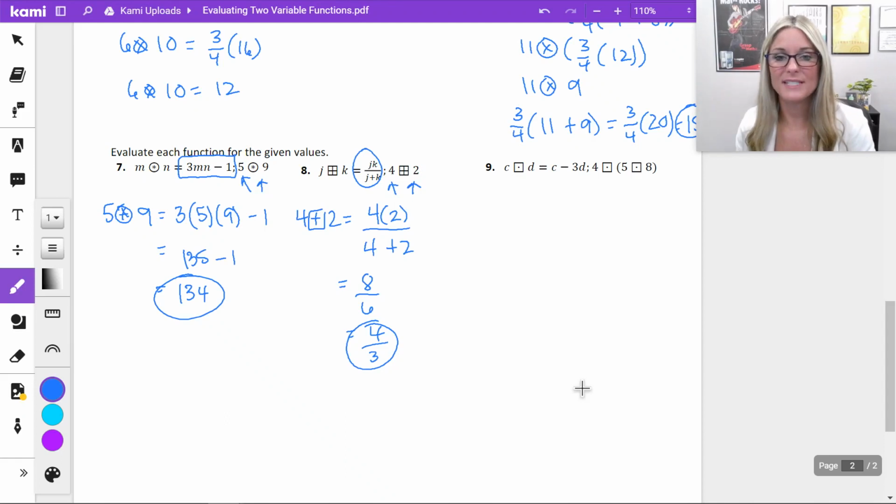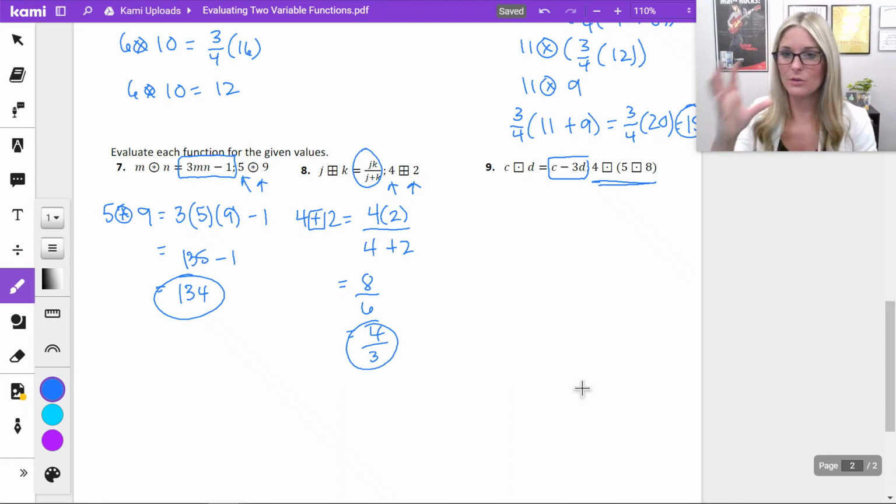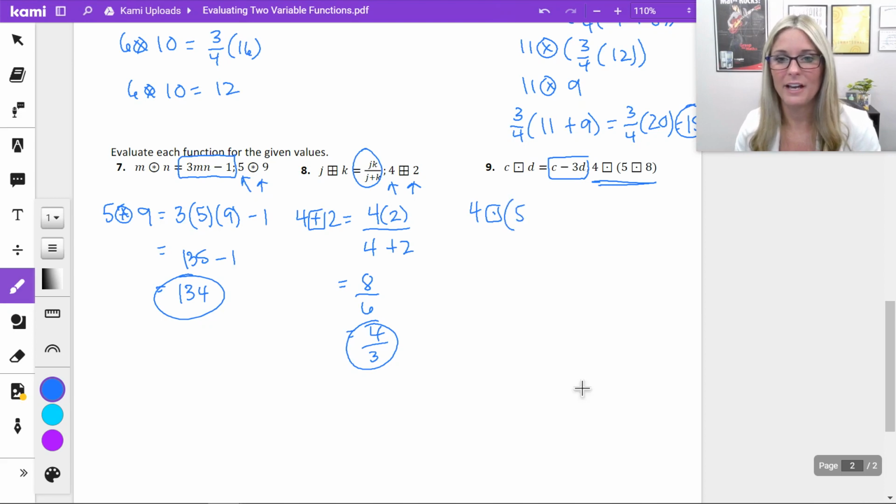In number 9, we have C operation D. Here's our new function, C minus 3D. But look how we're evaluating it. It has the double layer in there. We have parentheses. So let's go nice and slow. We are doing 4 operation quantity of 5 operation 8. So let's slowly plug that in. Let's leave the 4 alone, 4 operation, and let's do the parentheses first.